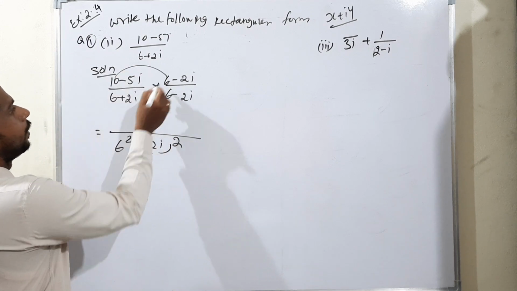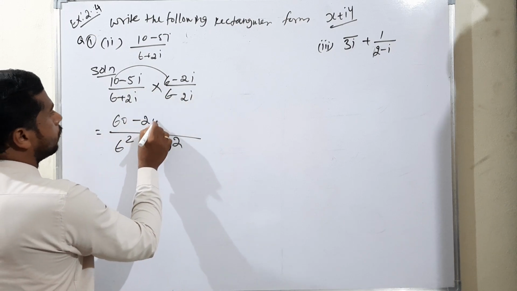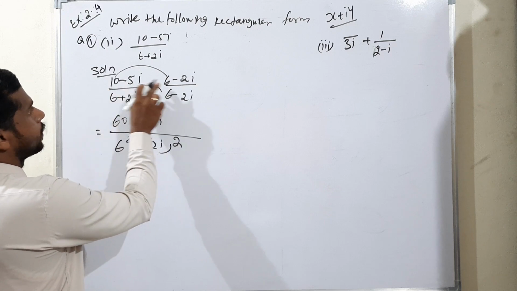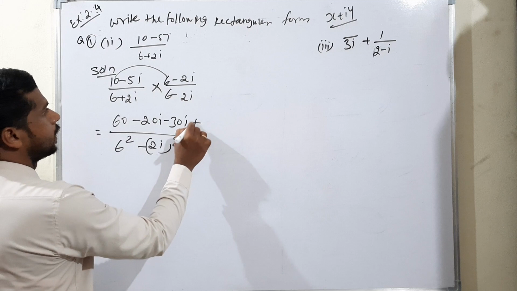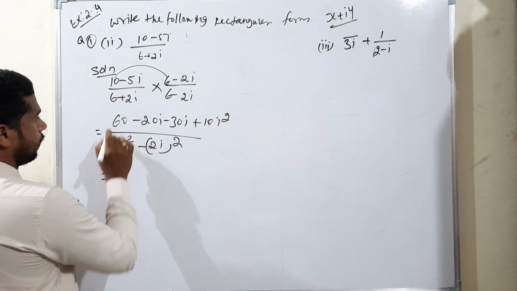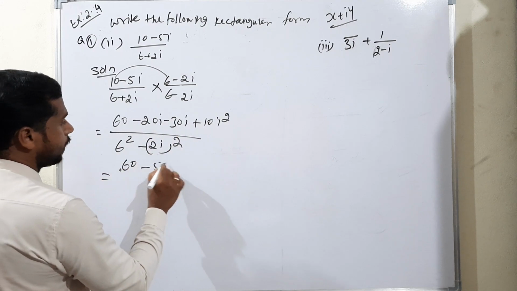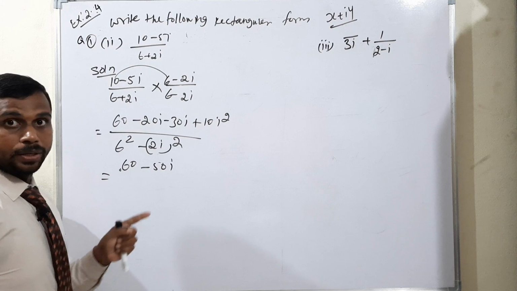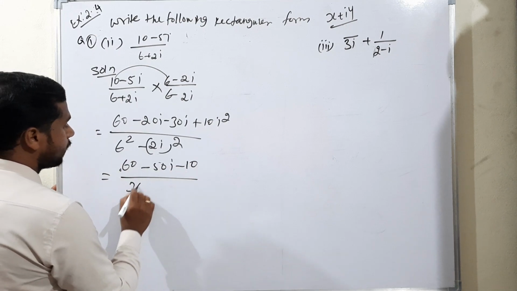But in the numerator, 10 into 6 is 60. Then minus 2 into 10, minus 20i. Again minus 5 into 6, minus 30i. Last one, minus into minus plus, 2 into 5, 10i square. Then 60 minus 20 minus 30 means minus 50i. I square means minus 1. So plus into minus, minus 10, divided by 6 square, which is 36.